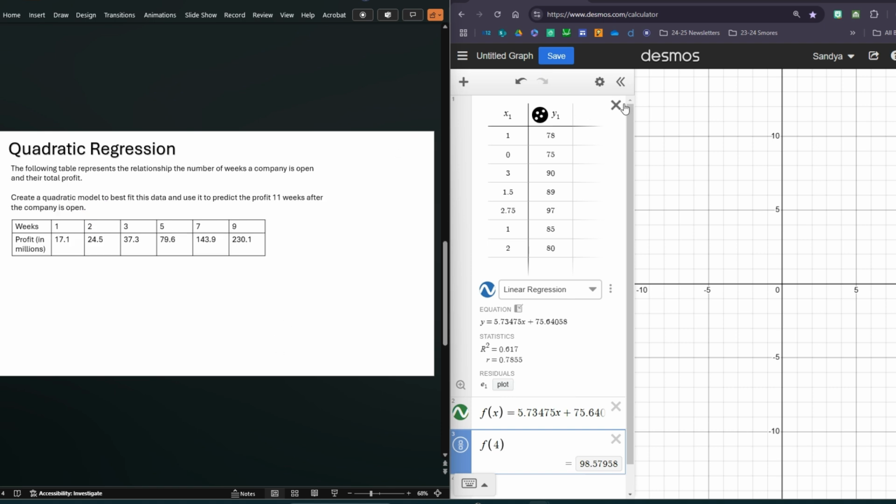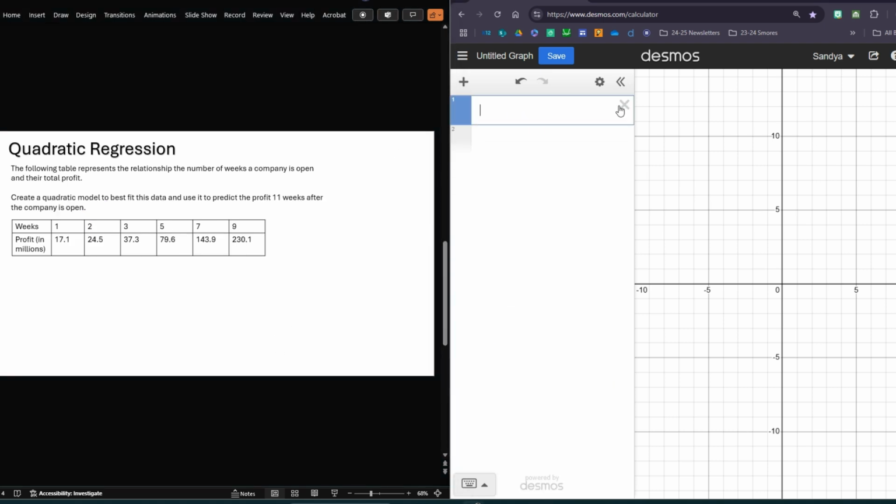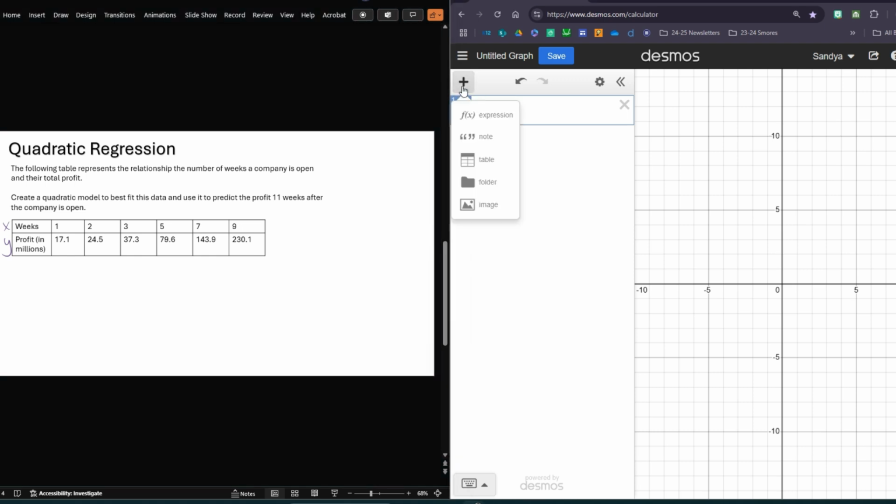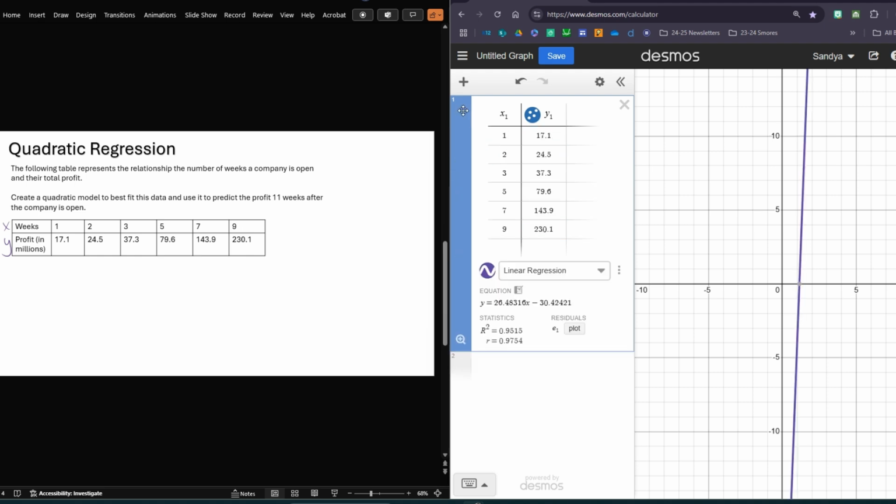With quadratics and exponentials, it's going to be the same process. We just have one tiny step that's different. Here's my quadratic. Here's my data table. I'm going to create a quadratic model to represent the relationship between the number of weeks a company's open and their total profit. I'm going to do add item and then table, and type in these values. I'm going to do add regression. The only difference here is that I choose this arrow and then select quadratic.